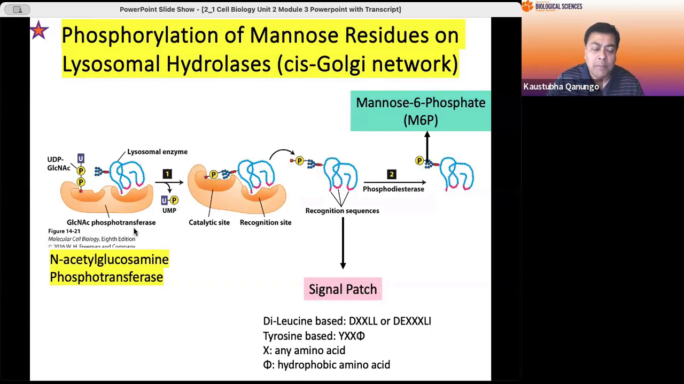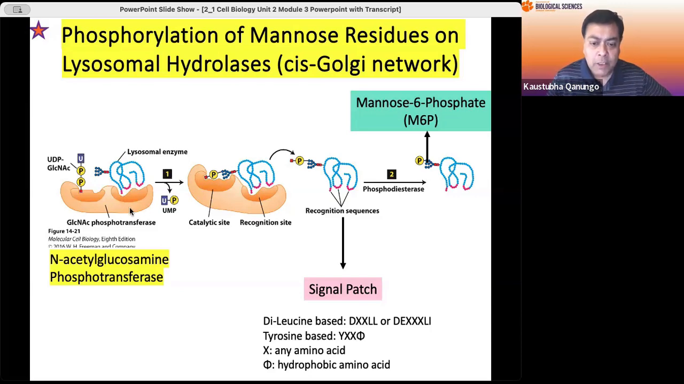So the first enzyme of that is an N-acetyl. This is how it is read. GlcNAc is read like N-acetyl-glucosamine. The name of the enzyme is N-acetylglucosamine phosphotransferase. And there will be another enzyme, which is phosphodiesterase. Two enzymes are required for putting the lysosomal signal. These proteins are in the Golgi. Remember that. The enzymes which are making these signals are in the Golgi, not in the lysosomes. And they are marking proteins so that they can go to the lysosome.